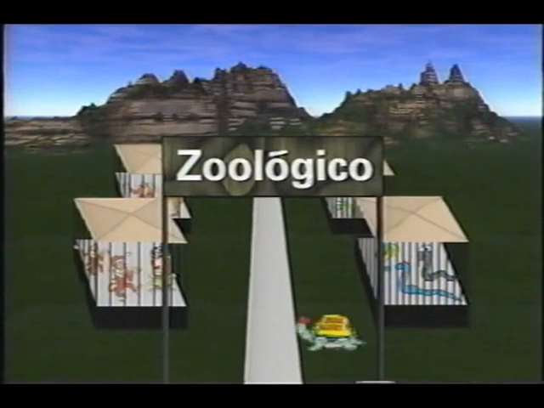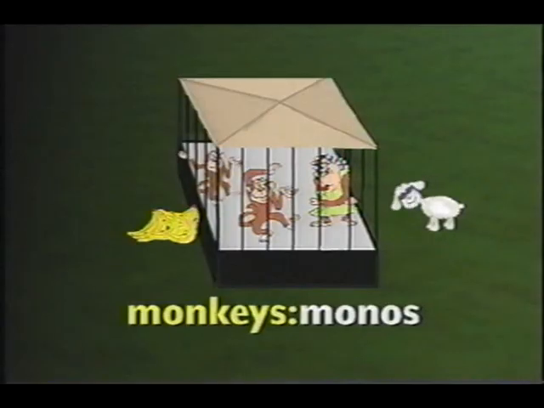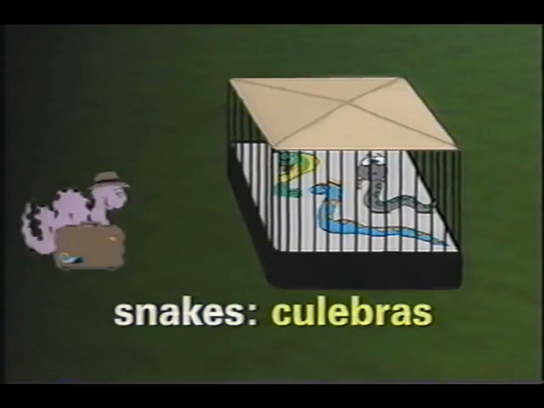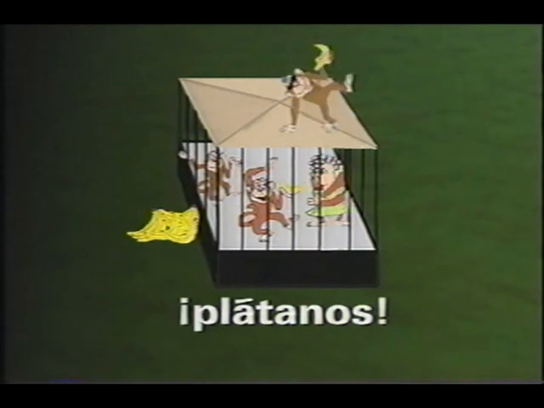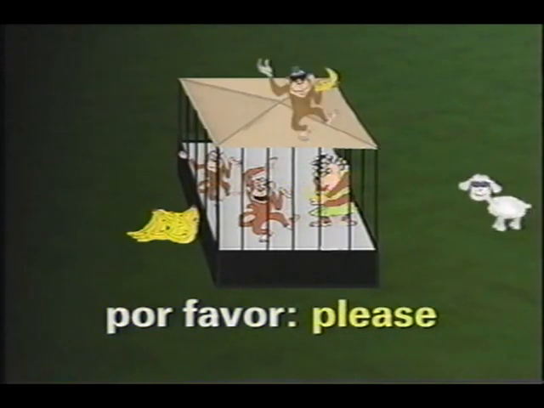In Spanish, a zoo is called a zoológico. Monkeys are called monos and snakes are called culebras. Plátanos is the Spanish word for bananas. Plátanos. Por favor means please.